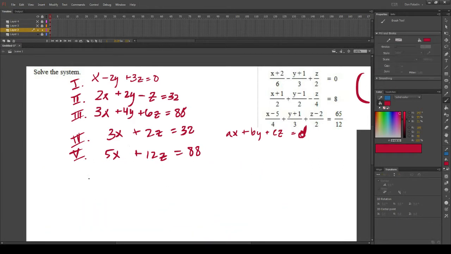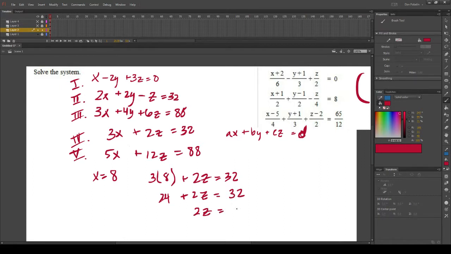All of that work just to show that x is equal to 8, and we know that's the right answer. Once you have one of the variables, just go back to either equation 4 or 5 to figure out the next variable z. I think it's easiest to work with equation 4 here, so 3 times 8, I'm just plugging in whatever value I solved for x, plus 2z is equal to 32. So this is going to be 24 plus 2z is equal to 32, so I know that 2z is equal to 8, so z is equal to 4.